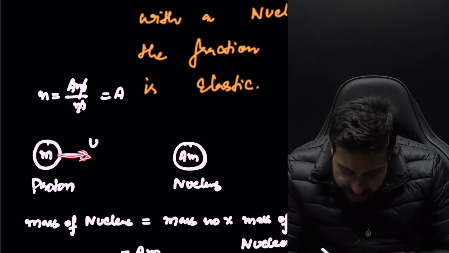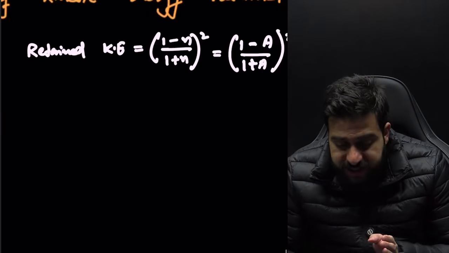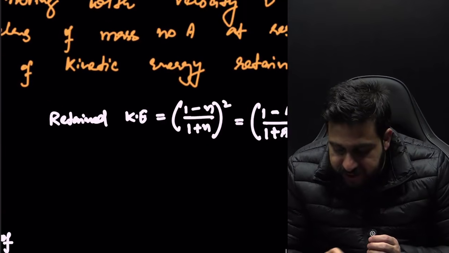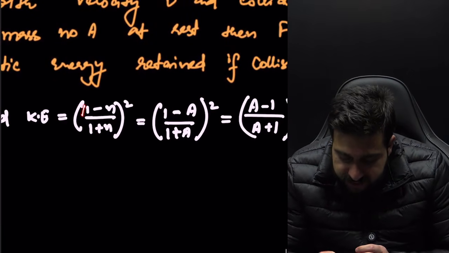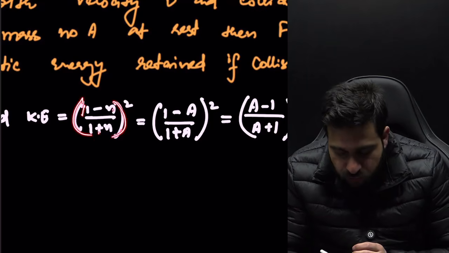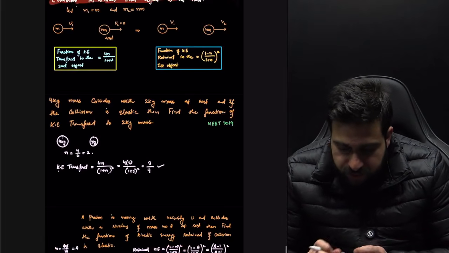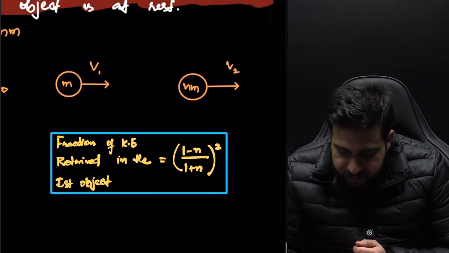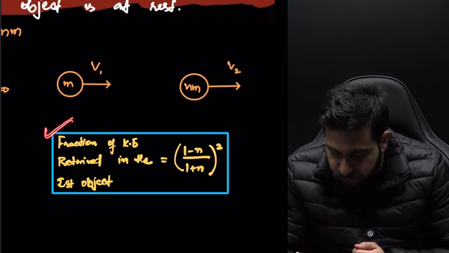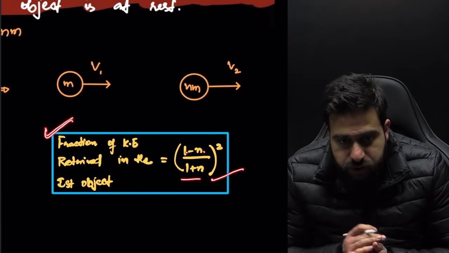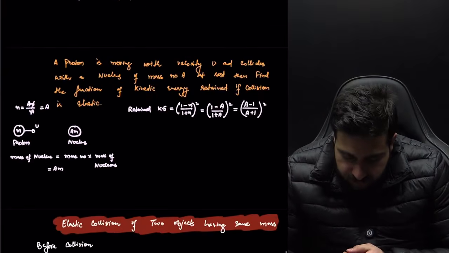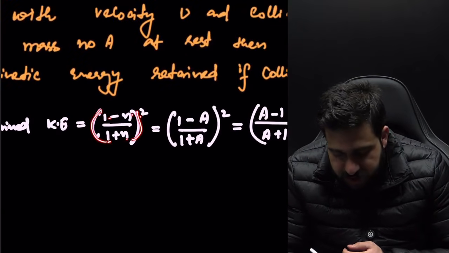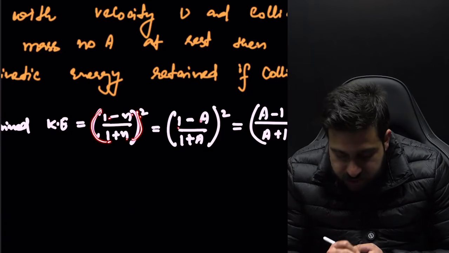So when this strikes, how much is the kinetic energy retained in this one? So retained kinetic energy will be simply 1 minus n upon 1 plus n whole square. Okay, kinetic energy retained. Like this is the kinetic energy transferred, this is the kinetic energy retained: 1 minus n upon 1 plus n whole square. So here kinetic energy retained will be 1 minus n upon 1 plus n whole square. 1 minus, what is the value of n?